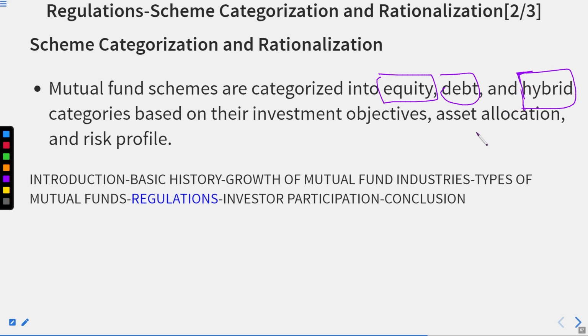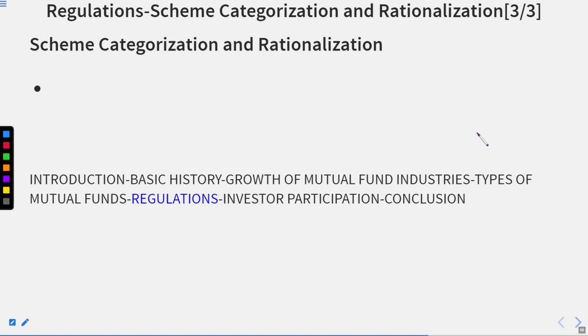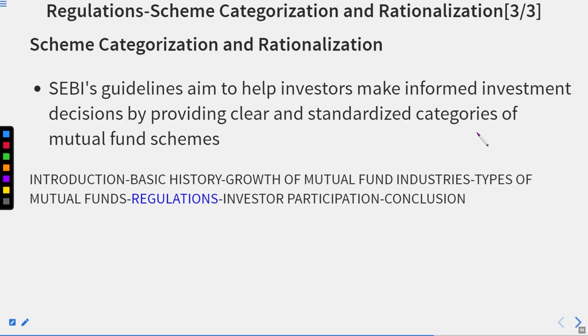The rationalization will begin. Thereafter, SEBI's guidelines aim to help investors make informed investment decisions by providing clear and standardized categories of the mutual fund schemes. Once the categorization is done, the investor will become aware of where he has to invest the money, whether he wants to go to the equity, debt, or the hybrid model.